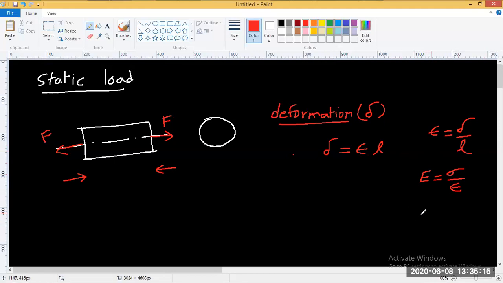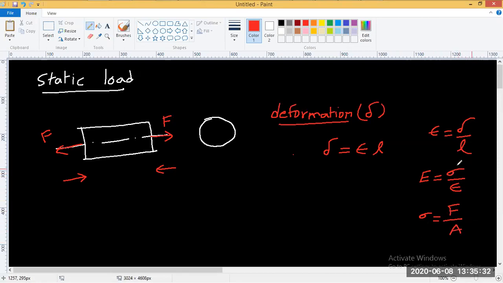And what is stress written as? Stress you can write as force by area. I'm writing P here, let me write force F. That is force by cross-sectional area. You link these two equations here.